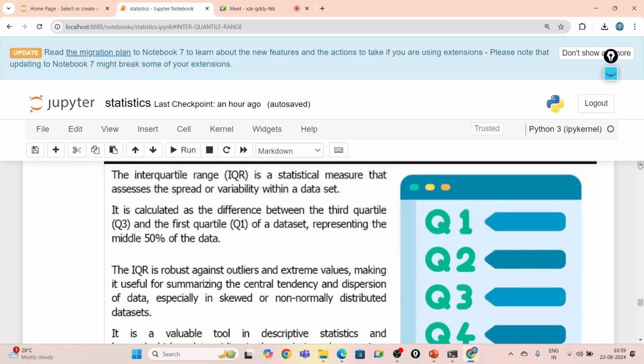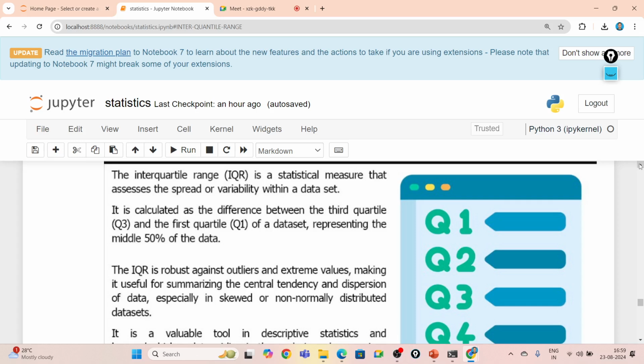The interquartile range is a statistical measure which gives you the difference between Q3 and Q1. What is Q3? The 75% part. What is Q1? The 25% part. So it is 75 minus 25%. That is the 50% data available with respect to the center. It is not from 0 to 50%. No. When we go for the IQR, or interquartile range, it gives the data which includes the median. So it is Q3 minus Q1, and the median is Q2.